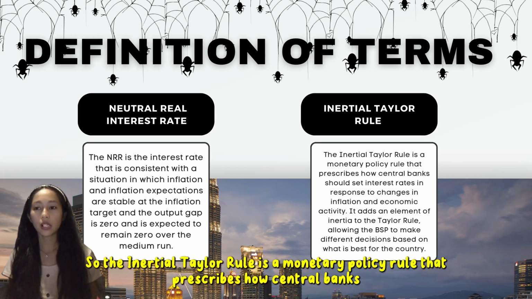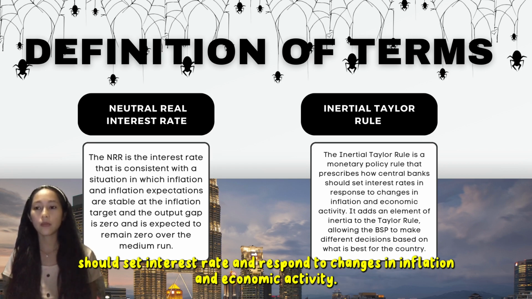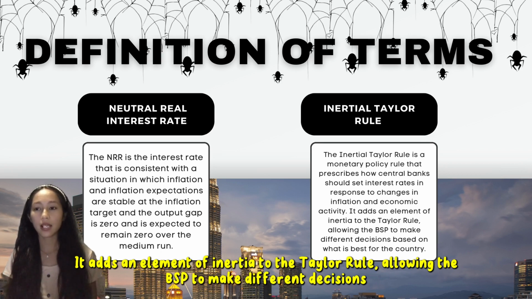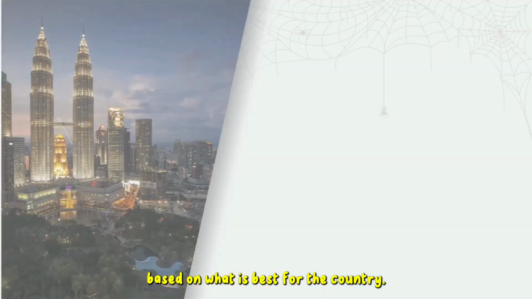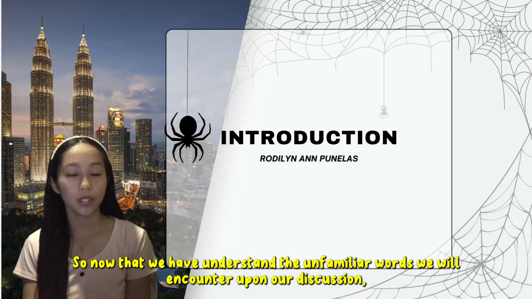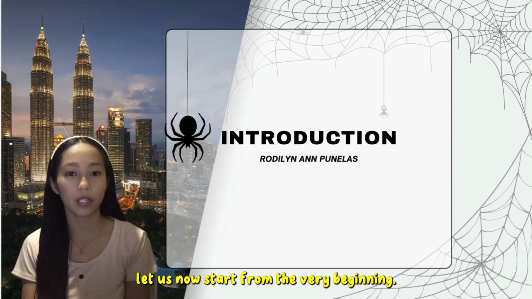So the inertial Taylor rule is a monetary policy rule that prescribes how central banks should set interest rate and respond to changes in inflation and economic activity. It adds an element of inertia to the Taylor rule, allowing the BSP to make different decisions based on what is best for the country. So now that we understand the unfamiliar words we will encounter upon our discussion, let us now start from the very beginning.